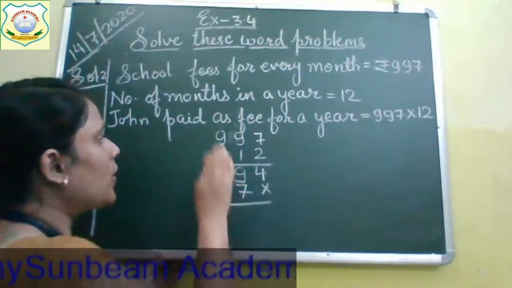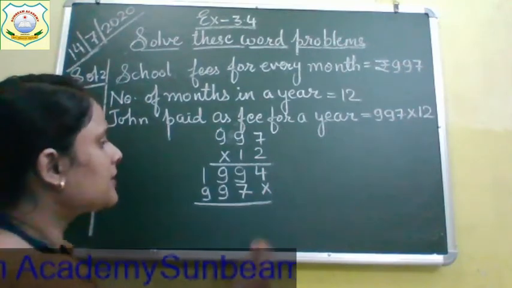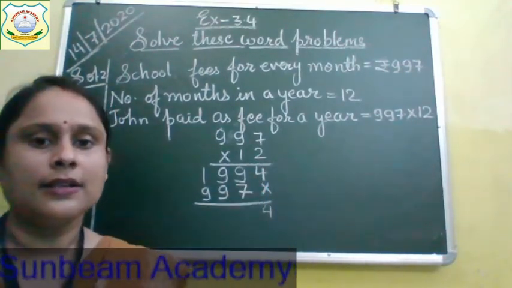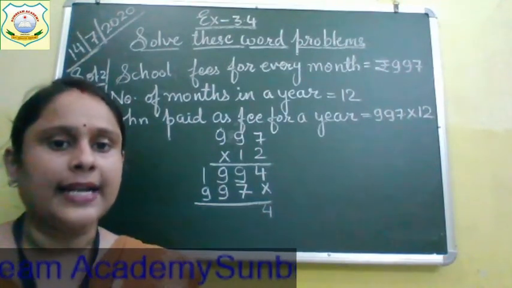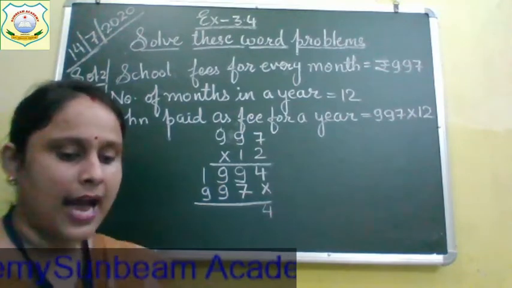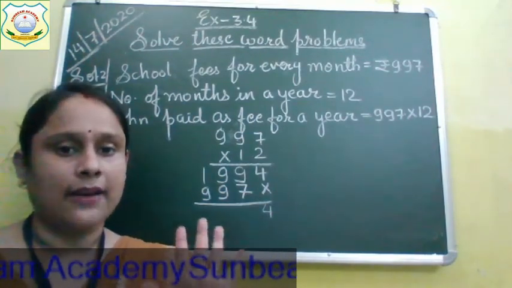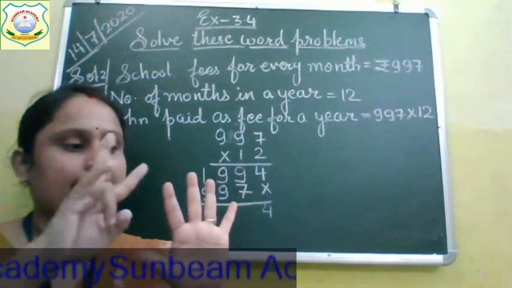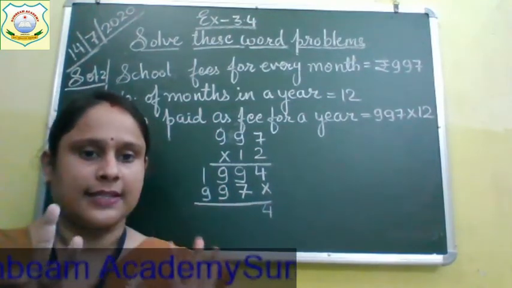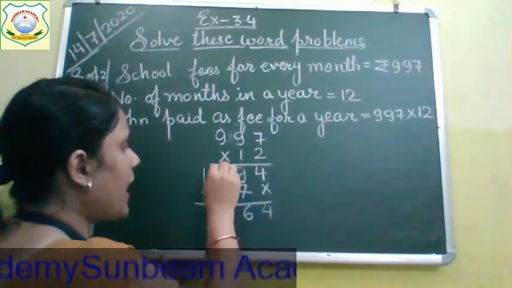Now what we will do? We will add all the numbers. Okay? We will add all the numbers. 4. 9 plus 7: 9 plus 1 is 10, 10 plus 6 is 16. Okay? Or I'll show you how to count. 9 is there. Now start counting 7: 9, 10, 11, 12, 13, 14, 15, 16. Okay? So 6, carry goes 1.